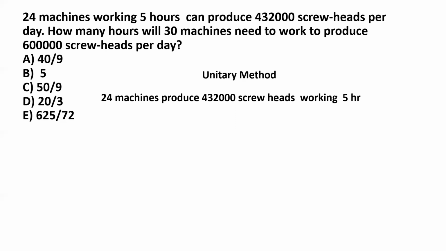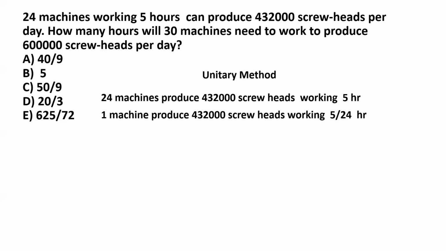And now this is unitary method. Unitary method means that we basically bring each variable to 1, right? So we can start with the number of machines. So we have 24 machines, and I bring that to 1 machine. So 1 machine produces, I keep the number of screw heads the same, but what will be the number of hours? Now, will it be 5 by 24? Because I have 24 machines, bring it down to 1. Should I divide by 24?